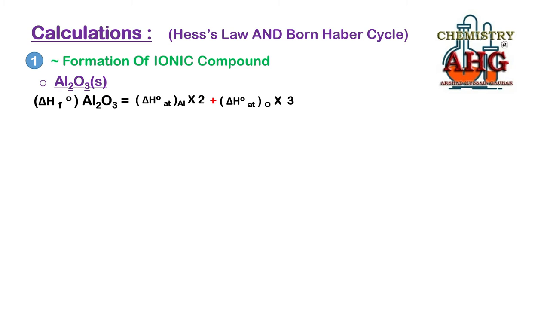After atomization we have to ionize the elements. Aluminum belongs to group number 3, so it can lose 3 electrons. So which enthalpy change will be involved? First plus second plus third ionization energy of aluminum multiplied by 2, because there are 2 moles of aluminum. Likewise, when you ionize oxygen, one oxygen can gain 2 electrons, and the enthalpy change for the gain of electron is known as electron affinity. So what you can write down, plus first and second electron affinity of oxygen multiplied by 3, because there are 3 moles of oxygen.